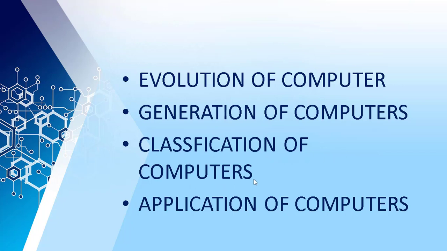Classification of computers. Classification of computers is based on operation or it is based on configuration. Based on operation, you have 3 types of computers, that is analog computer, digital computer, and hybrid computer. Based on configuration, you have mini computer, microcomputer, mainframe computer, and supercomputers. This question also can be asked for 5 marks.